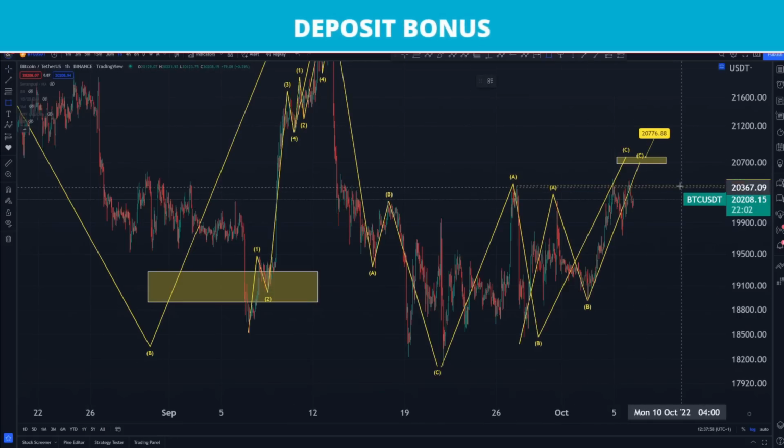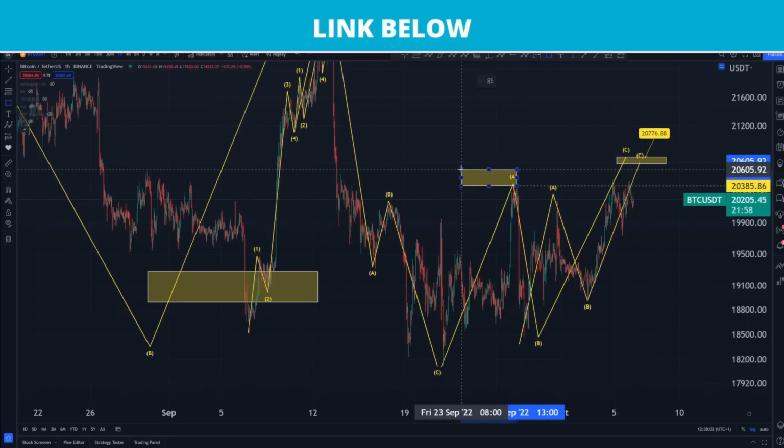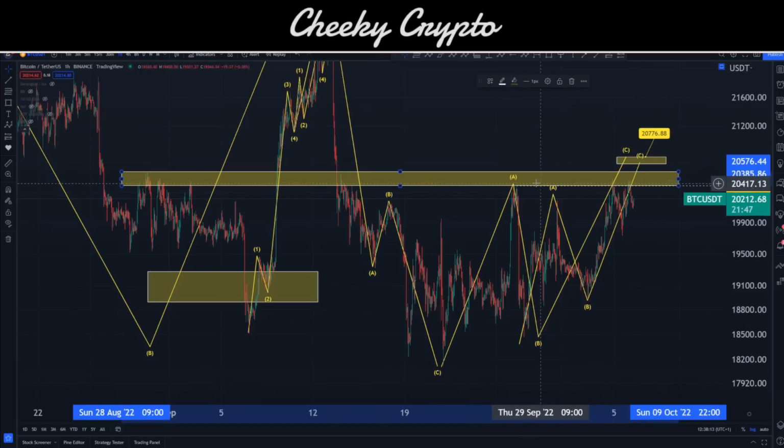For example, if I go ahead and grab hold of this high point just here, that's 20,385, and I pull this across, we can see that this area was also acting as a supply zone. This is the resistance line. We can also see it over here as a bit of resistance, meeting resistance, and obviously all the way across here, more resistance. So this is a heavy line of supply.